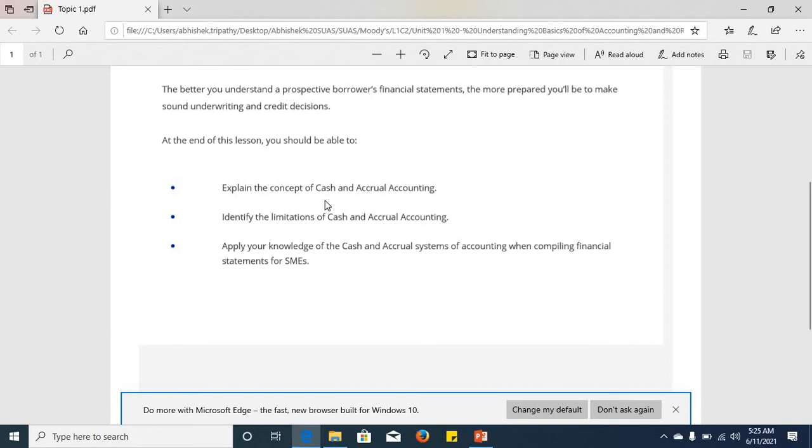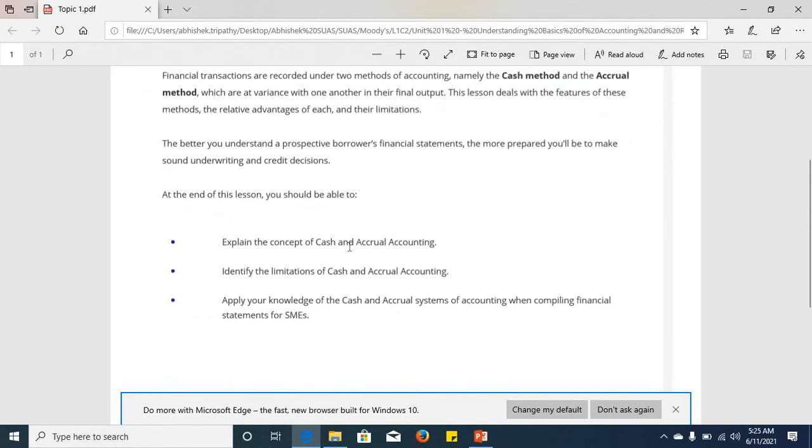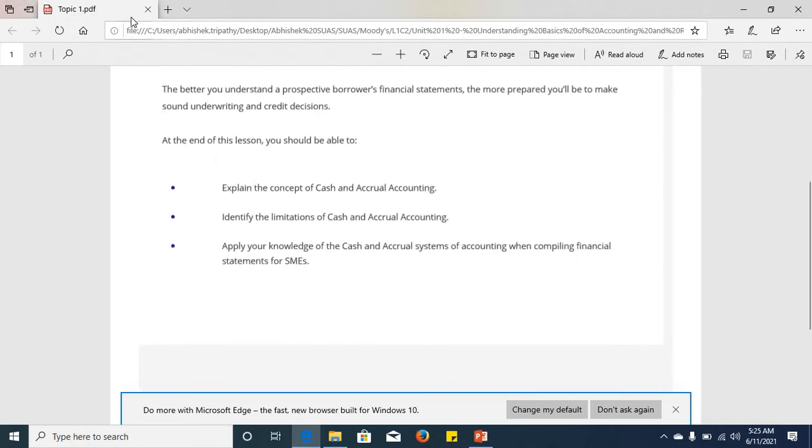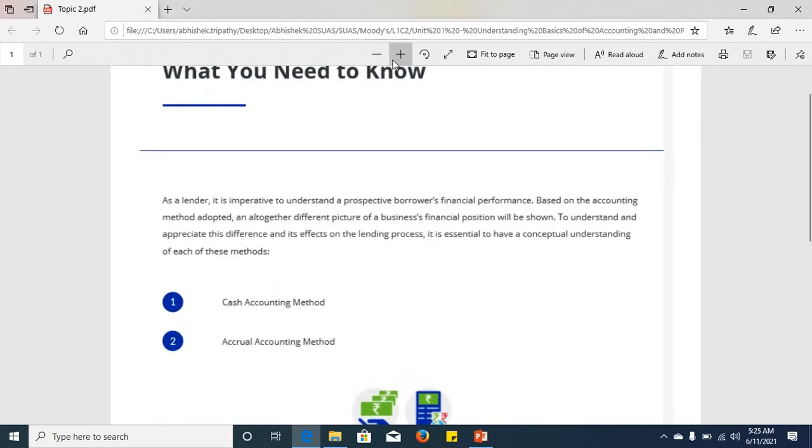Basically, we are going to study the two systems of accounting which exist, two methods, cash and accrual methods. So just let us go ahead. I don't think there is anything to explain in this, right? It's just a basic introduction. Here we go. It is topic two.